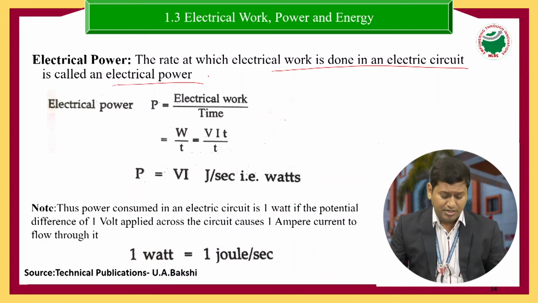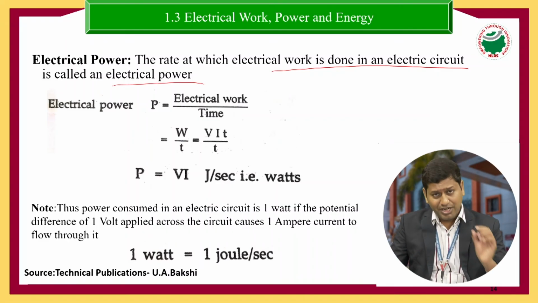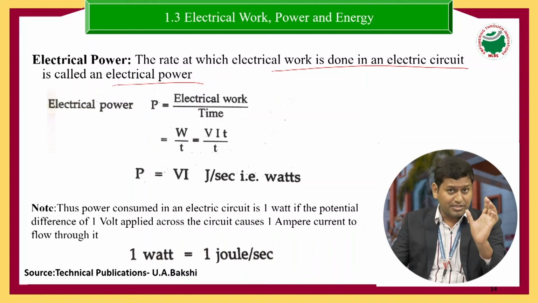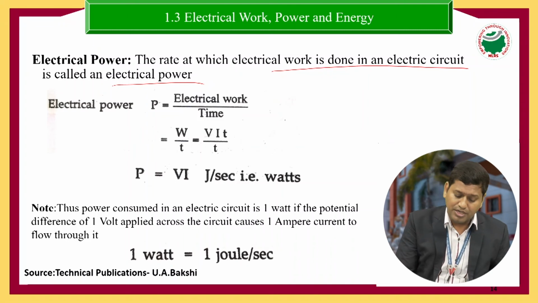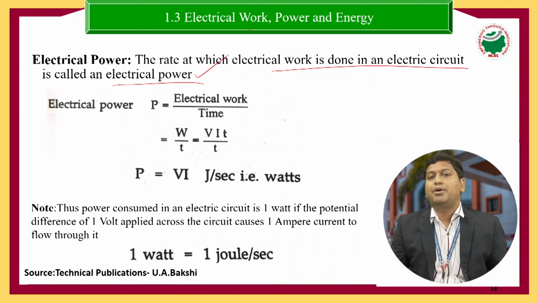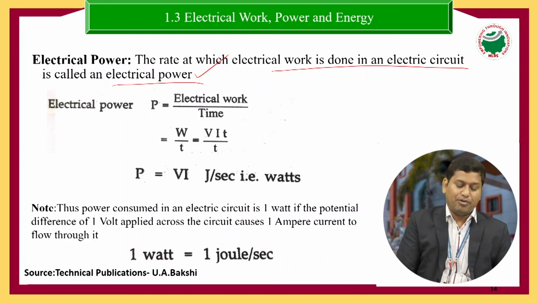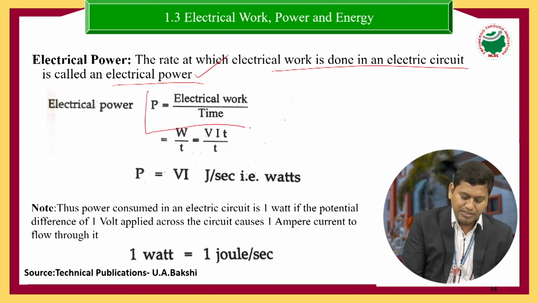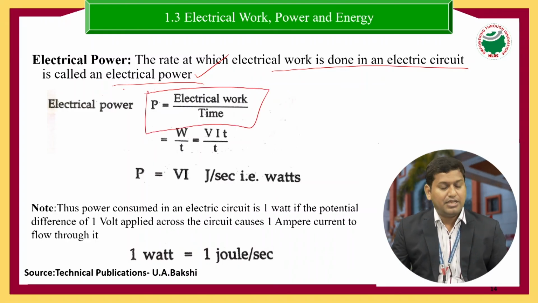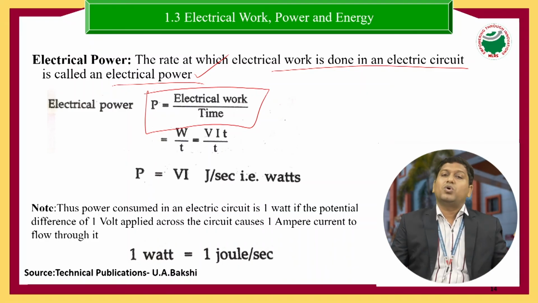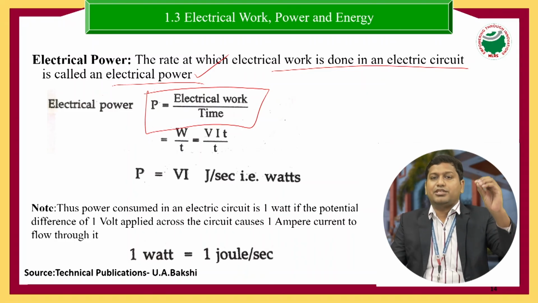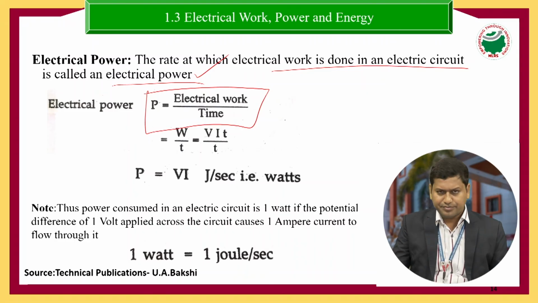So simple, right? The rate at which electrical work is done in an electric circuit, that we call electrical power. So next, the electrical power P. Electrical power P is denoted by electrical work with respect to time.